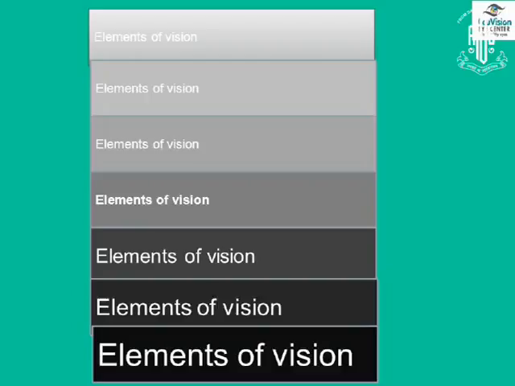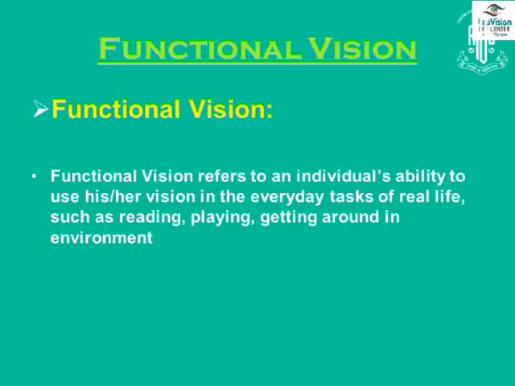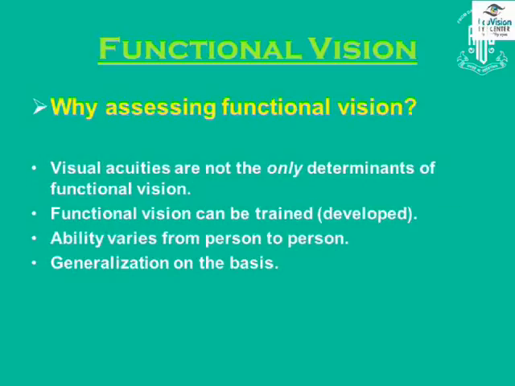You can see some spectrum, dark light. So it's not the visual acuity. It is the functional vision, the visual functions. That is called the elements of vision: light, contrast, color, size, distance, position, familiarity to the object. So basically, in functional vision, we don't talk on any acuities. We don't talk on any charts. Nothing on that.